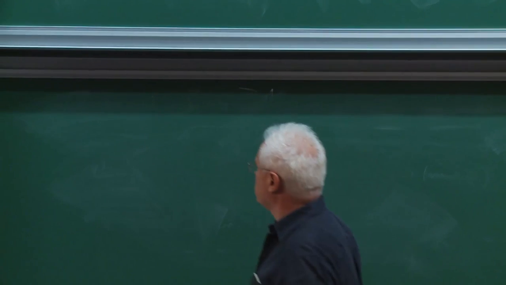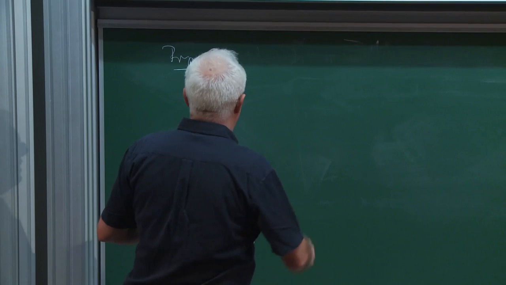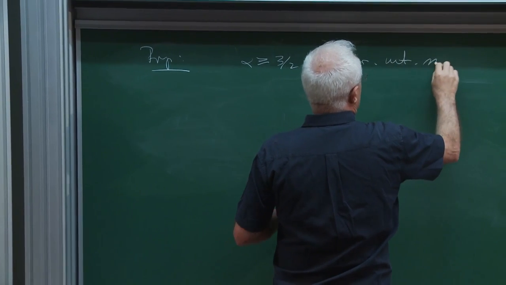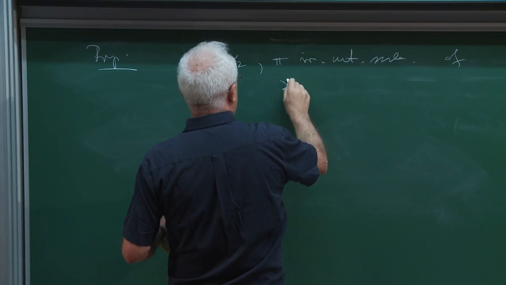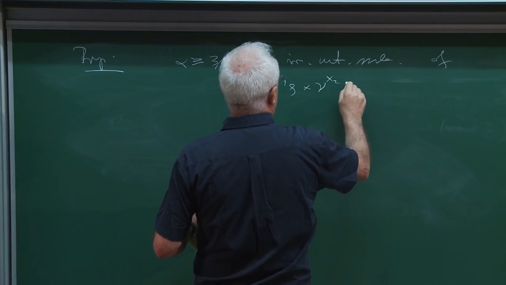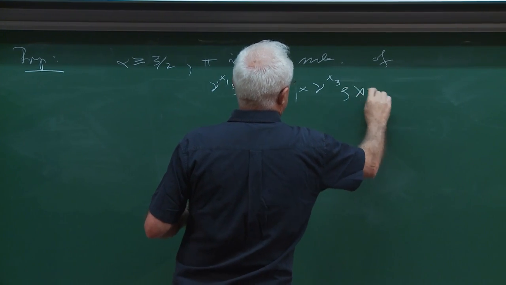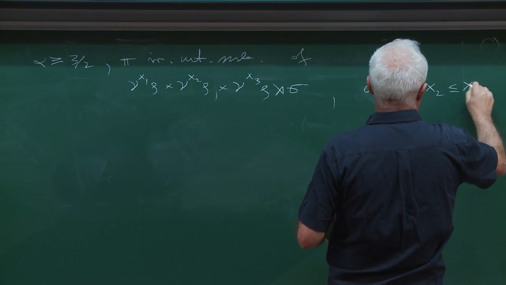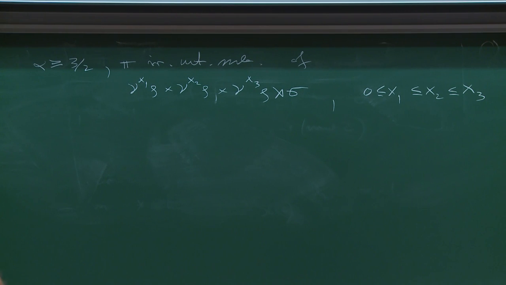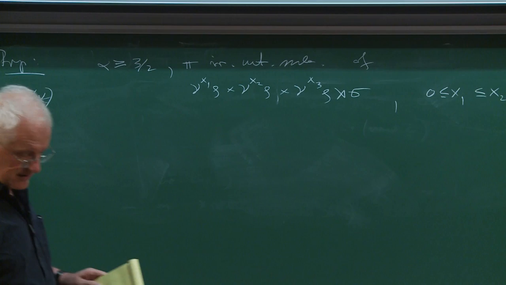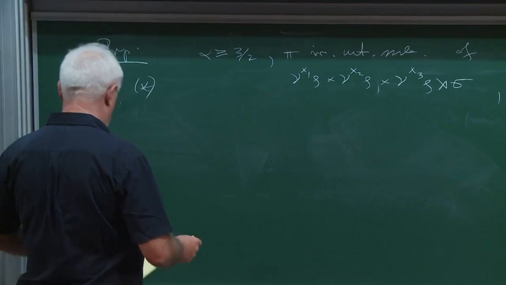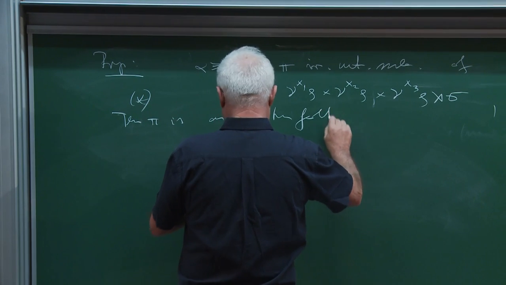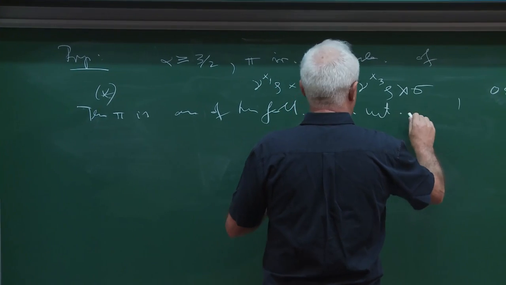So this is the proposition. Let alpha be greater than or equal to 3/2, and pi an irreducible unitary subquotient of nu to x1 rho times nu to x2 rho times nu to x3 rho times sigma, where x1 is greater than or equal to 0 and less than or equal to x2, less than or equal to x3. You can always come to this situation. I will denote this family by star. Then pi is one of the following irreducible unitary subquotients.